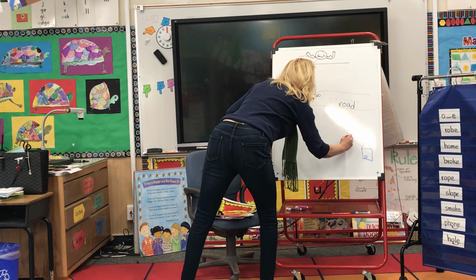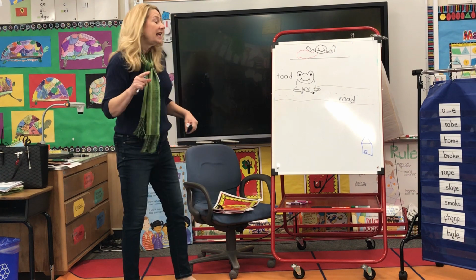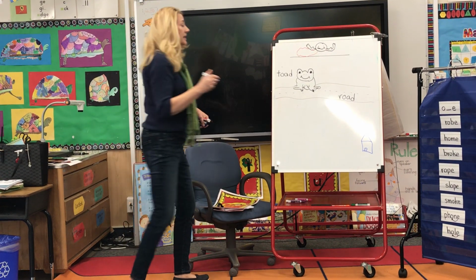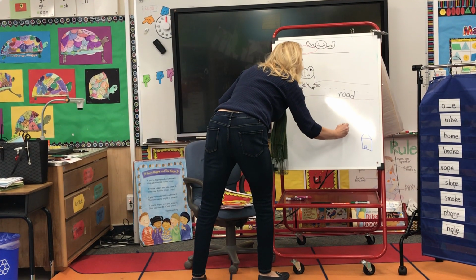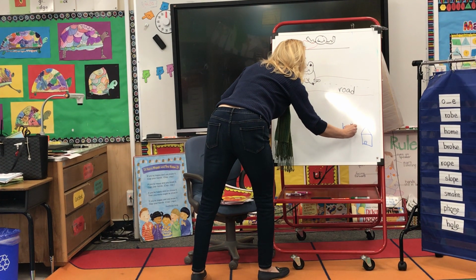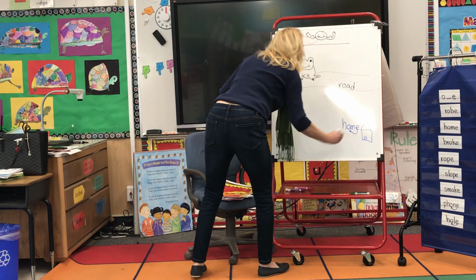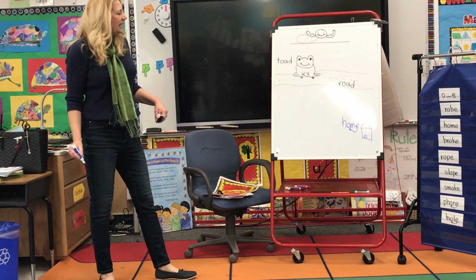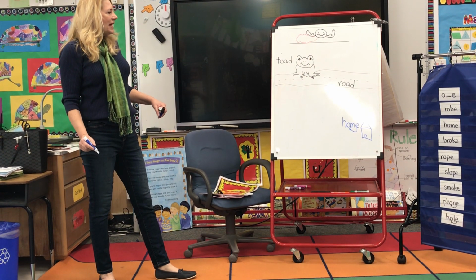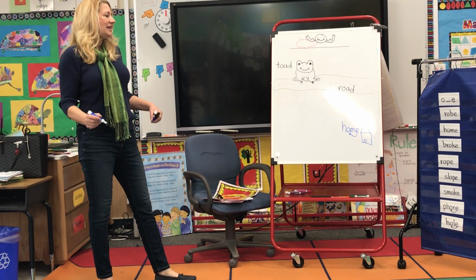And I'm going to write home. Now home, we just have to remember this, but home also has a long O sound, but it's the magic E, where the E signals the O to say O spelling. So there's my home that Toad wants to get to eventually.